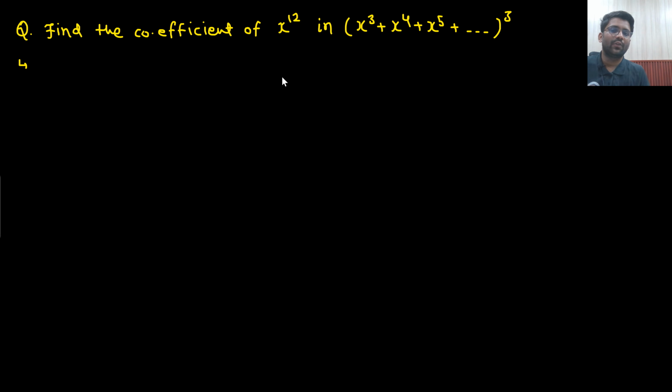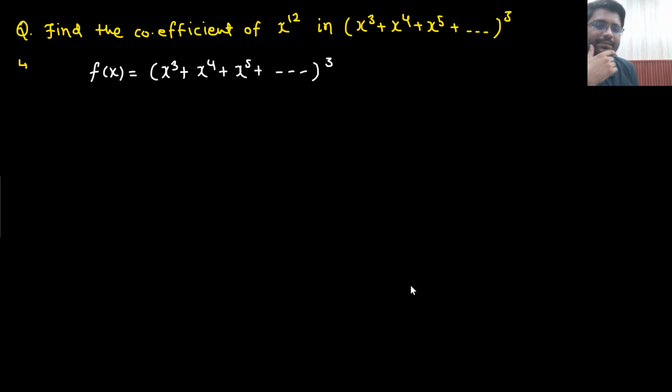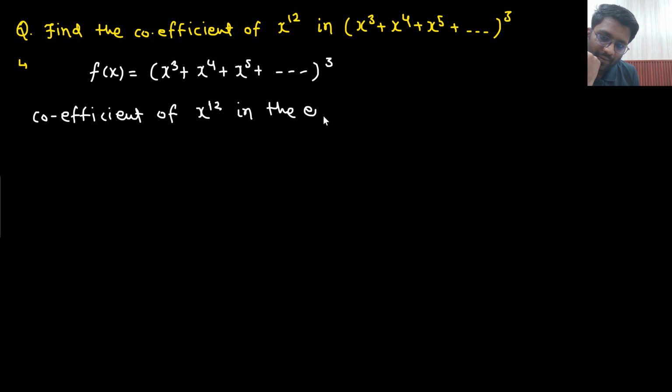What if you need to find the coefficient of x to the power 12 in this expression? What will you do? Sir, my expression is x cubed plus x to the power 4 plus x to the power 5, all to the power 3. I need to find the coefficient of x to the power 12. Sir, if I go by that formula that you have taught, the coefficient of x to the power 12 in the expansion of f(x) about x equals 0.